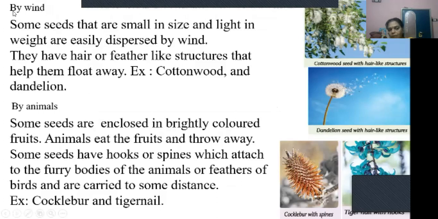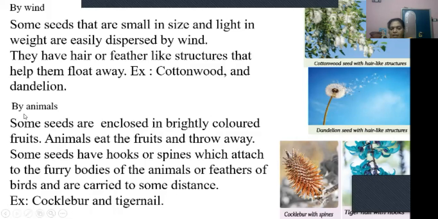Now we are going to learn how some seeds are dispersed by wind. Some seeds that are small in size and light in weight are easily dispersed by wind. They have a hair or feather-like structure that helps them to float away. For example, the cottonwood seed has a hair-like structure. The dandelion seed also has a hair-like structure which helps the seed to fly away very easily from the parent plant.